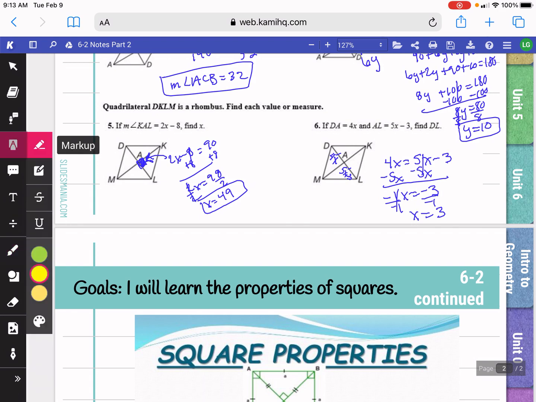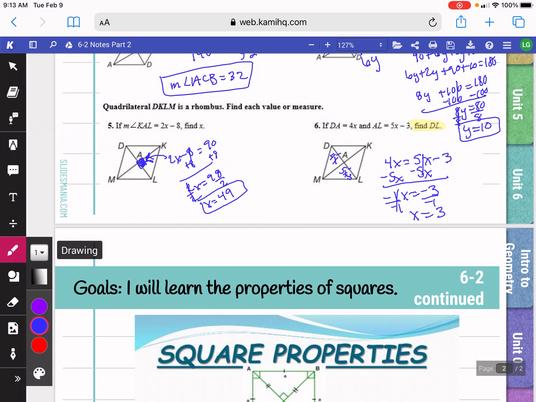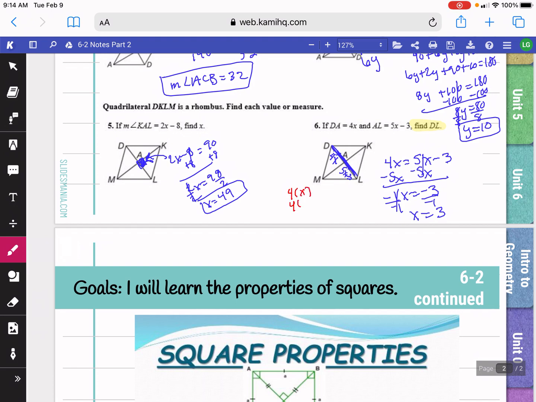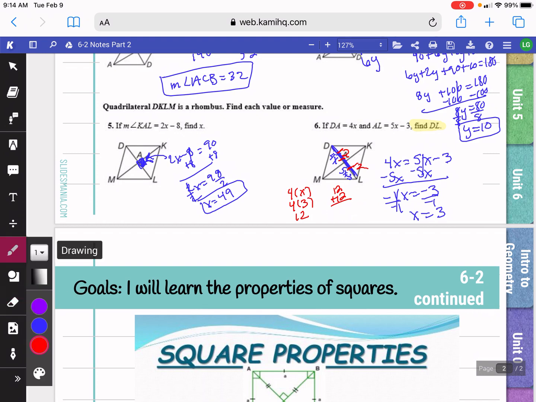This one actually wants us to find DL when we're done. So DL would be this whole line. So what I'm going to do is plug x equals 3 into part of that line. So 4 times x, or 4 times 3, is 12. So this piece is 12. And since they're congruent, this piece is 12 as well. So then the whole line DL, we would just do 12 plus 12, and that comes out to 24. So we could say DL equals 24.